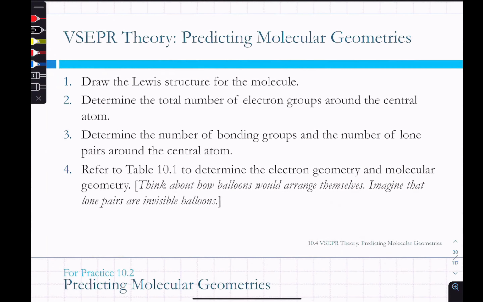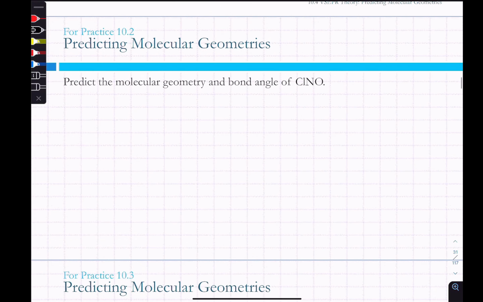All right, so we're going to draw the Lewis structure for the molecule. We're going to determine the total number of electron groups around the central atom, and then determine the number of bonding groups and the number of lone pairs, and then determine the electron geometry and molecular geometry. Got some molecules that we haven't worked with before.